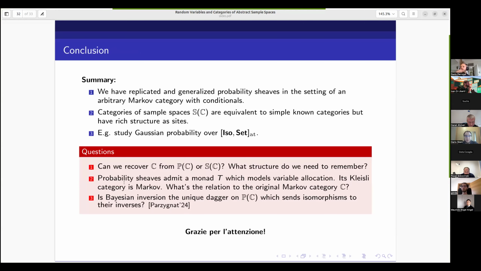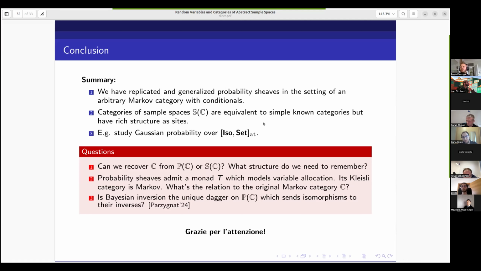So to summarize, we could replicate this whole development of probability sheaves starting from just a Markov category with conditionals. We define synthetically the category of sample spaces, and we get really rich structure on it from completely general considerations. Also, these sample spaces, if we study them up to equivalence, give us very simple known categories like surjections, injections, op, and so on.